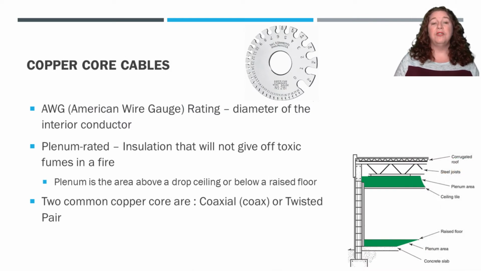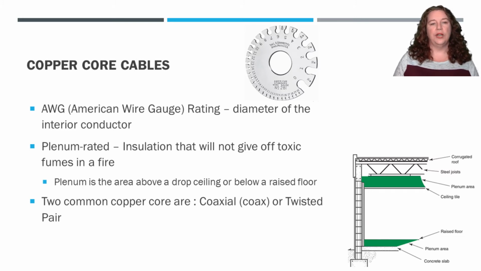So when we have our copper core cables, first off, we have a gauge. So gauges, using the American wire gauge rating, is the diameter of the inner conductor. How big is that inner conductor? The diameter of that. And we're going to see a coaxial on the next slide. So you're going to get a visual in that sense.